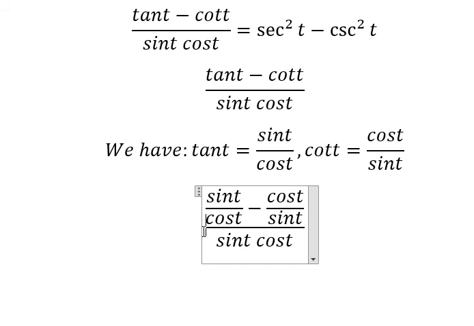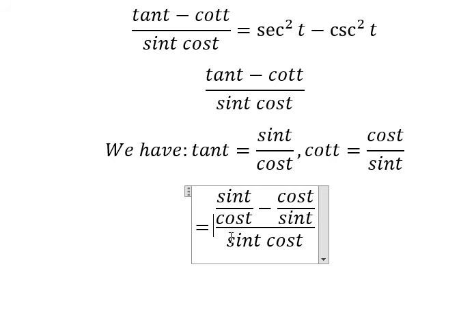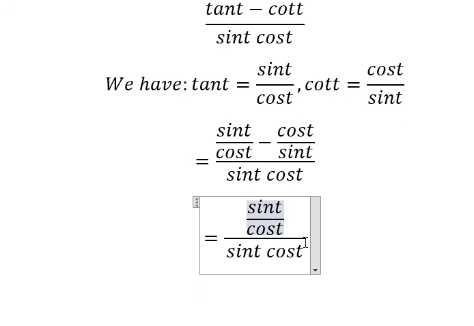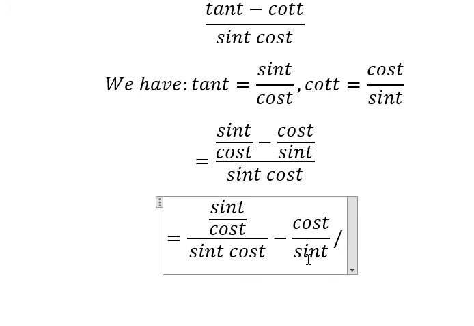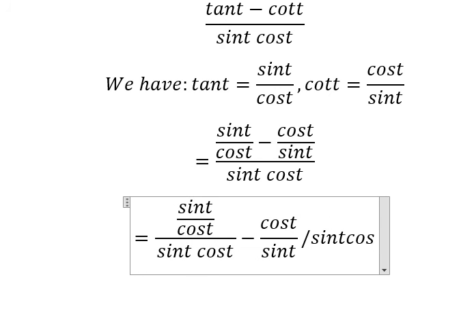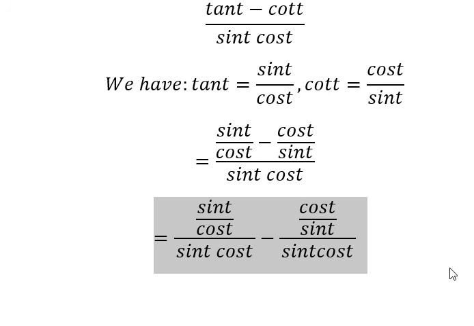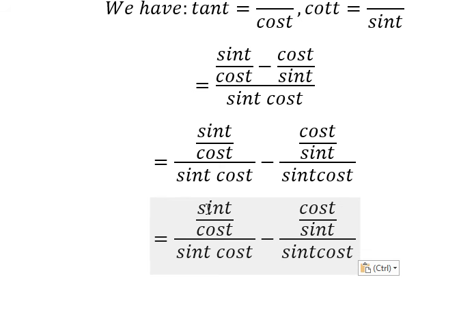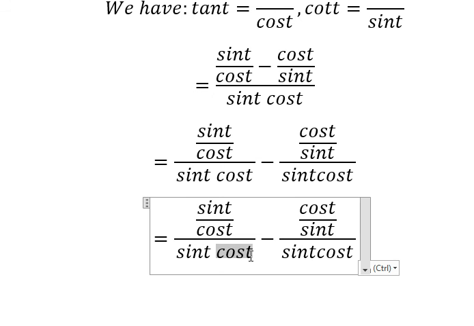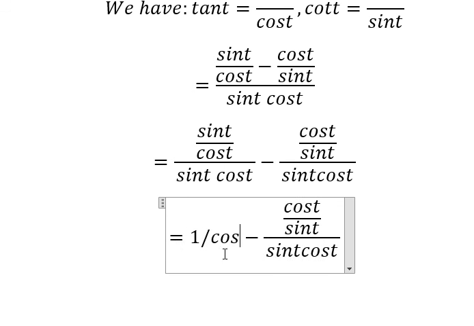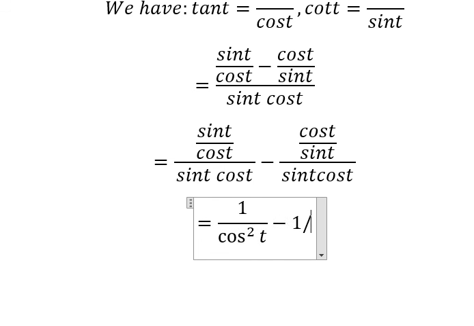Next, we need to separate them into two fractions in here. The first one and the second one. Now, for the first one, sin t and sin t, we simplify. Cosine t we multiply by cosine t, and we have 1 over cosine t square. Similar for this one, cosine t, we simplify. Sin t and sin t, we multiply, and we have 1 over sin t square.